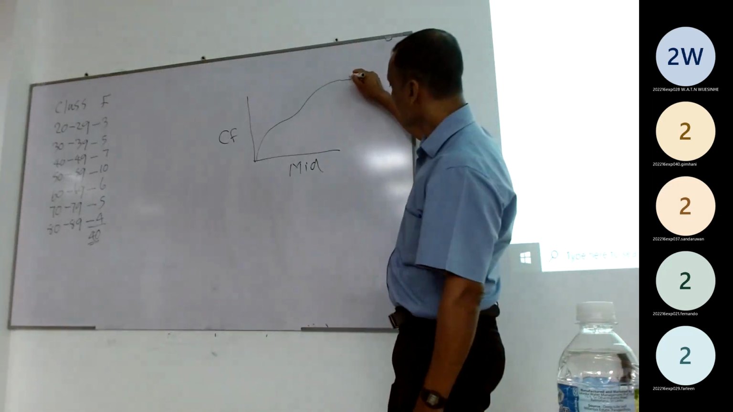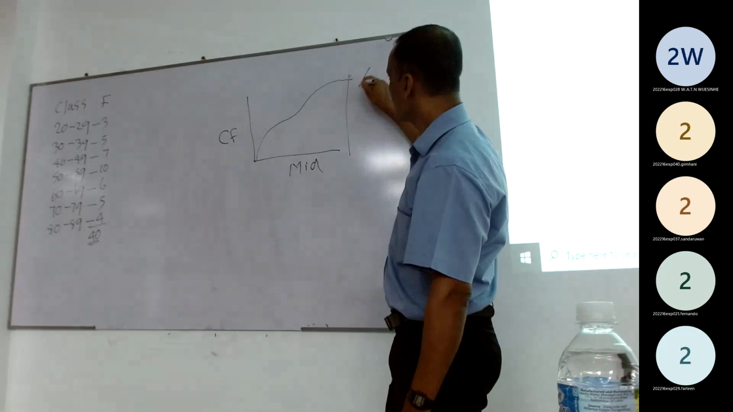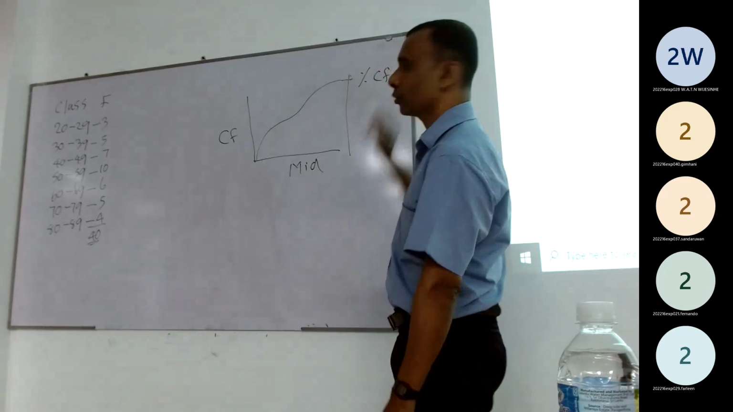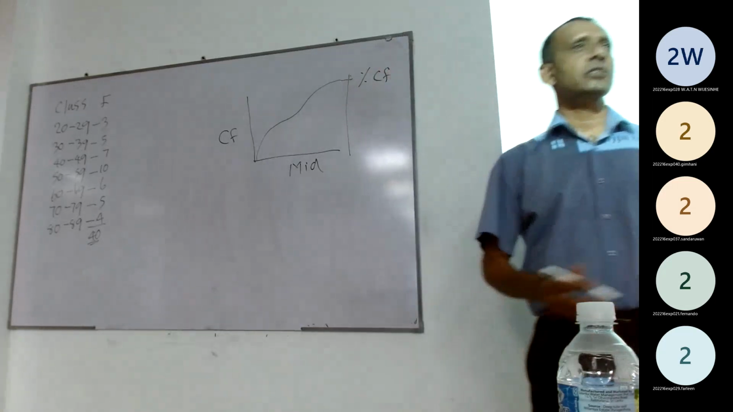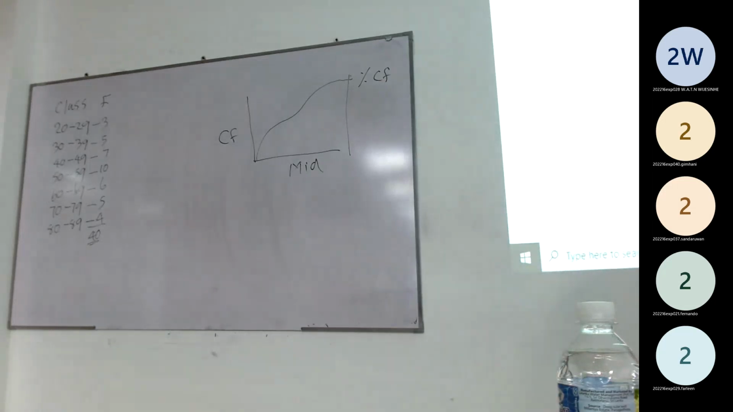On the right side, if you want, you can present percentage cumulative frequency to identify percentage values. You need it only if required, otherwise cumulative frequency alone is enough. Right, first write down like this.